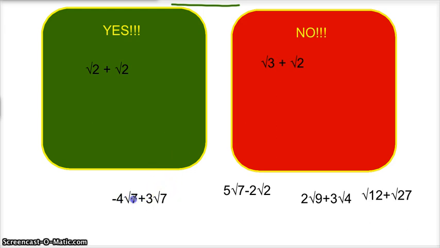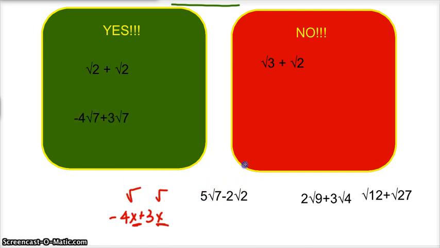This next one, negative 4 square root 7 plus 3 square root 7. Notice that it's not necessarily the number in front, just like if this were the problem, you'd be looking at the x's. So we're looking that the radicals themselves are the same. Yep, they're the same, so we can go ahead and add those. Let's see. Nope. One has a square root 7, one has a square root 2.